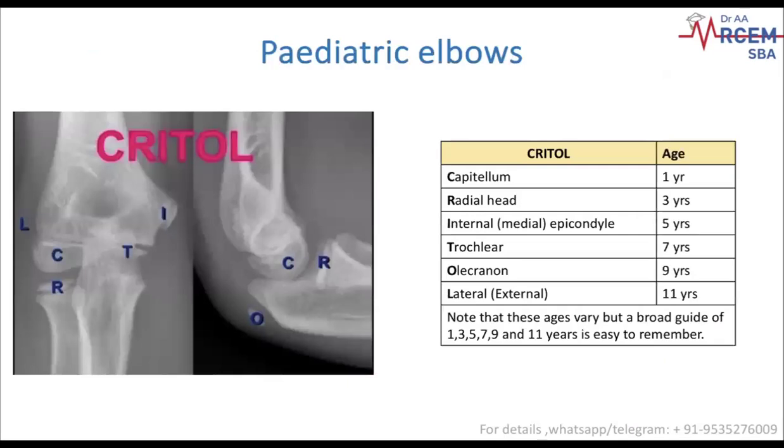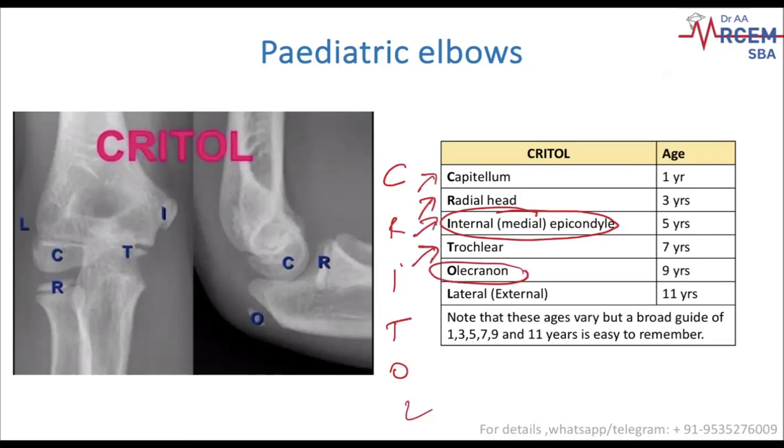Pediatric elbow is very important. There are different ossifying centers that you need to be aware of. You remember these different ossifying centers by a mnemonic known as CRITOL. Why is it important to remember in a sequence? It is important because, for example, if the internal epicondyle appears, the radial head and capitulum should be there. If the trochlea is present, along with the internal epicondyle, the radial head and the capitulum should be there.